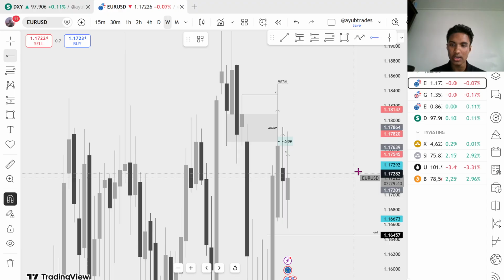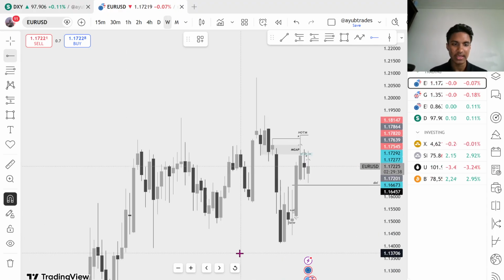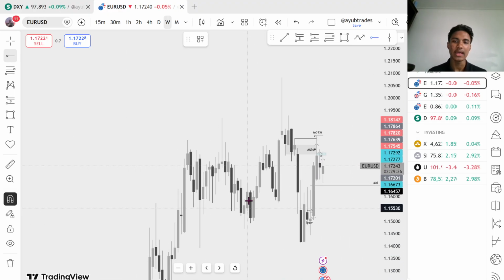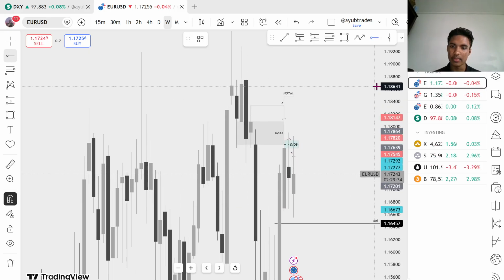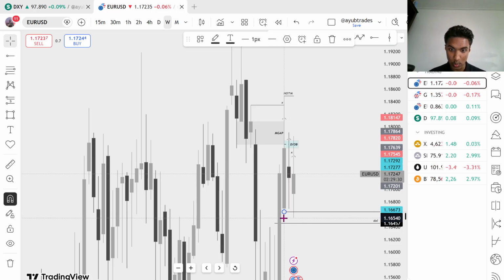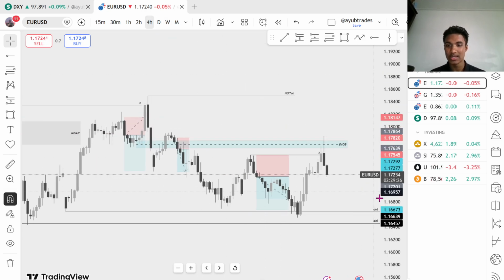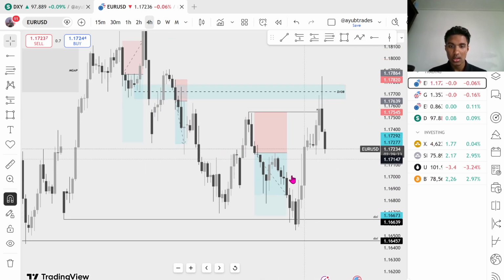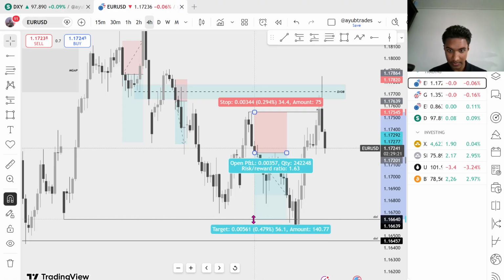We don't want to target for home runs over here. We know later on it will go there, but we just want to target in and out of the market. You know what I mean? It's more high probability. So the next draw was this weekly fair value gap. That's exactly what I targeted, as you can see right here.